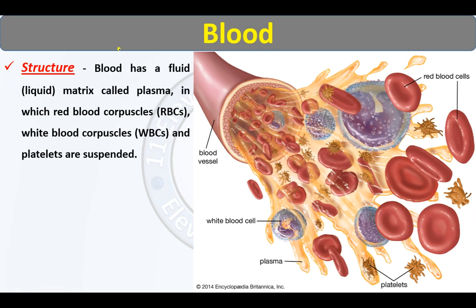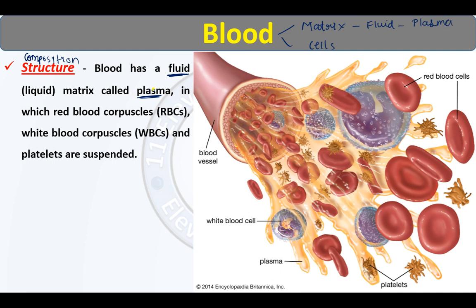Yes, blood. So what is blood composed of? What is the structure? Or better than structure, we can write the composition of blood. What is it made up of? I have told you that in each and every tissue there will be 2 parts: there will be a matrix and there will be cells. So in blood there is a fluid matrix, a liquid matrix called plasma.